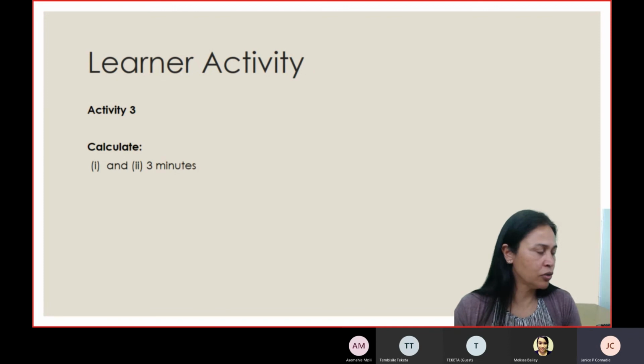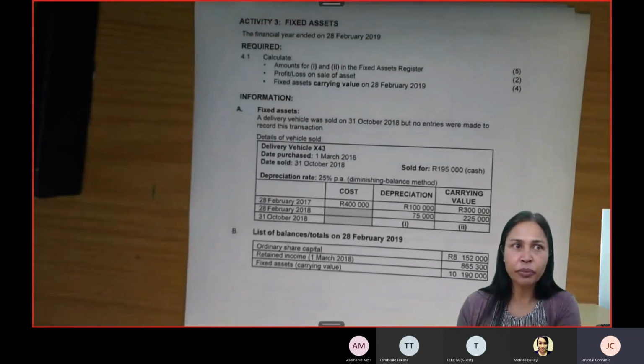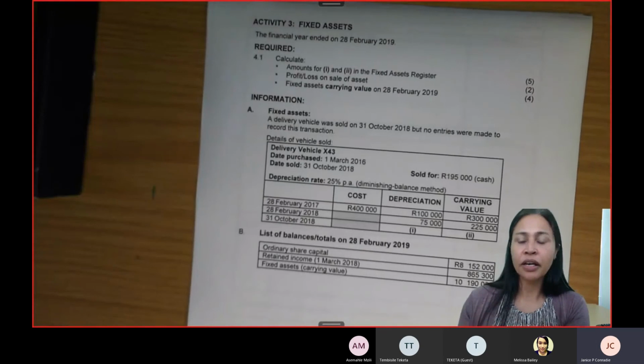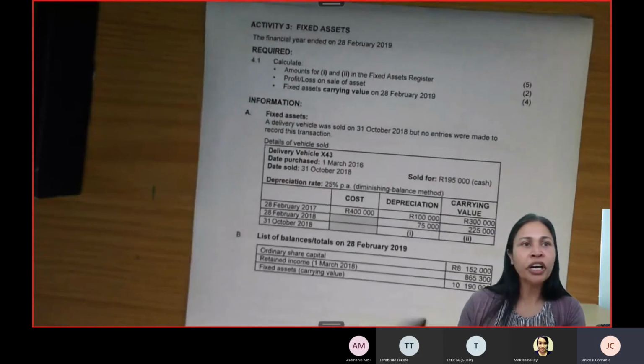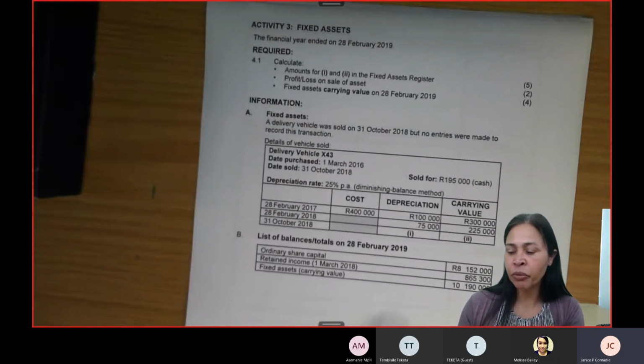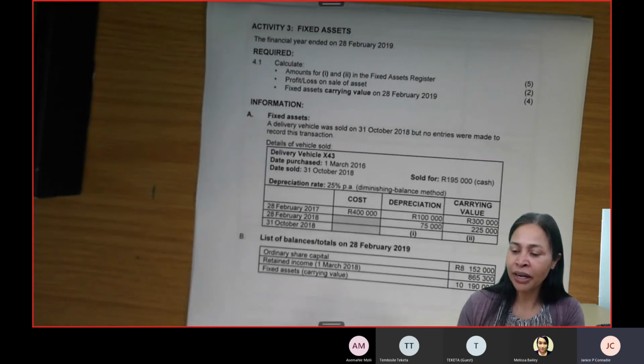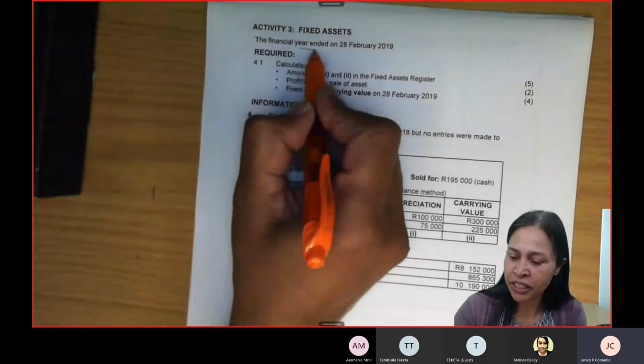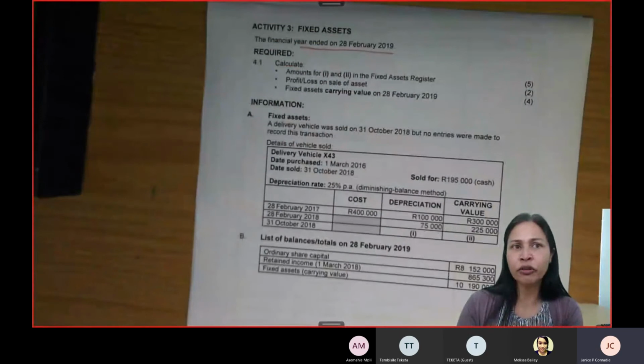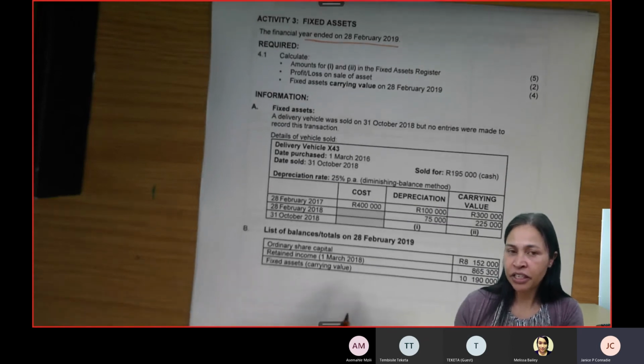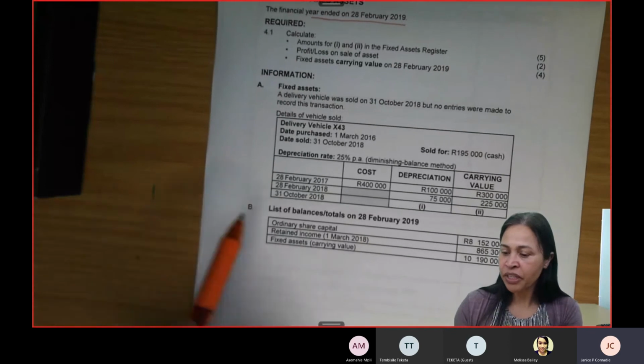Here, I want us to look at activity 3. I'm going to use the page again, it's just easier. It says the financial year ended on the 28th of Feb 2019. Now remember what I said, when you read through, you underline important information, that is the year end, which is the 28th of Feb 2019. Required, calculate amounts 1 and 2 in the fixed asset register. That's our first one that we're going to look at. So let's have a look at my fixed asset register.